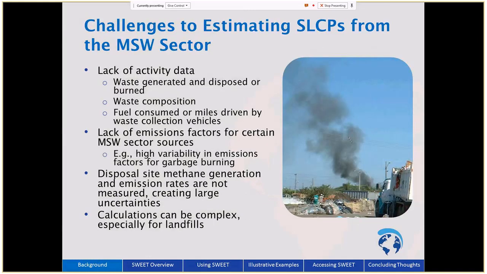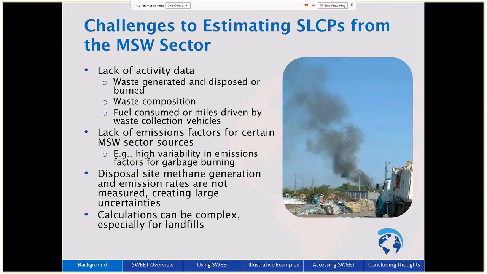Now, when you think about methane and black carbon, even if there's some uncertainty about the total magnitude of the impact of the waste sector on global emissions, it's very clear that both of these pollutants have strong impacts on local health and global climate. So there's a strong interest in understanding the magnitude of the emissions from different practices, activities, or technologies used in the waste sector. But estimating those emissions is challenging for a number of reasons.